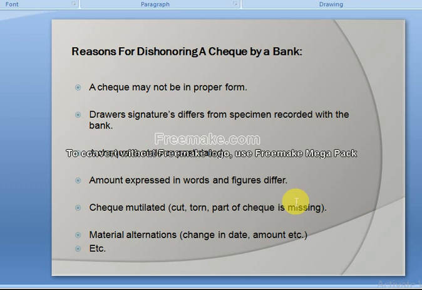So these are the main reasons for the dishonoring of a check. Similarly, not sufficient funds. Due to these reasons, checks are returned by the bank.